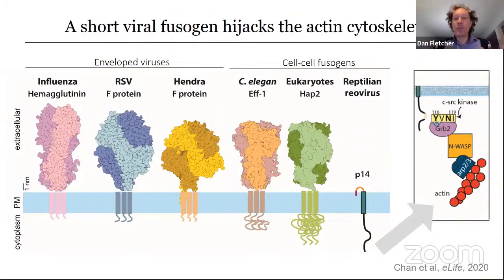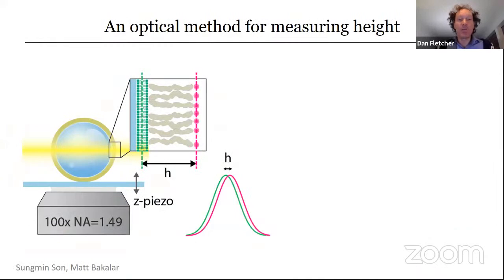Now, all this talk about heights has so far been estimated from structures, and there are some EM methods for measuring height, but it can be challenging to really know how tall the protein is that we're thinking about. So we've recently put together a method for measuring the heights of proteins that can be used for purified proteins as well as proteins on native membranes. It essentially uses a super resolution localization approach, but we just do it twice, once at the base and once at the tip.